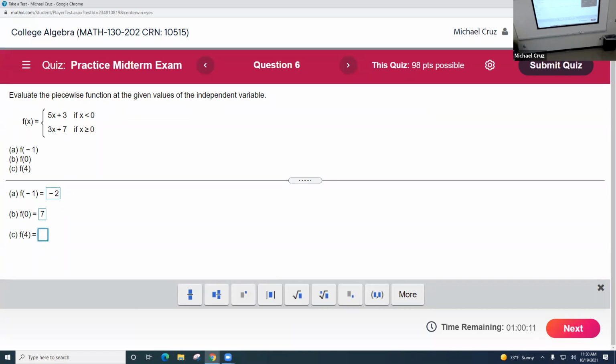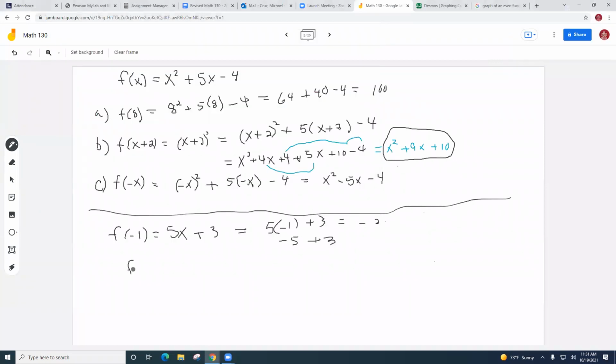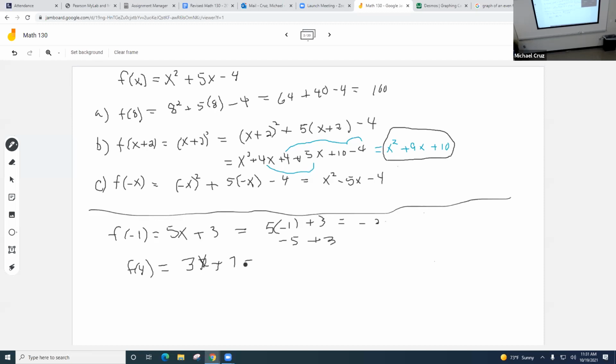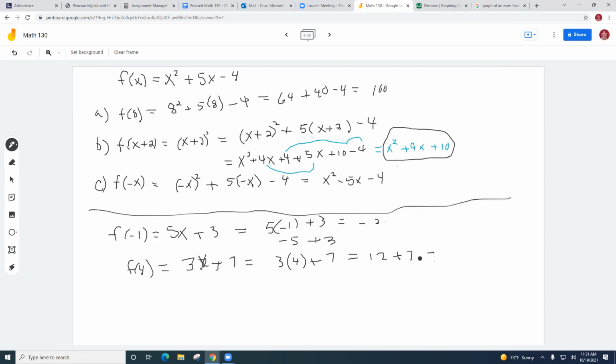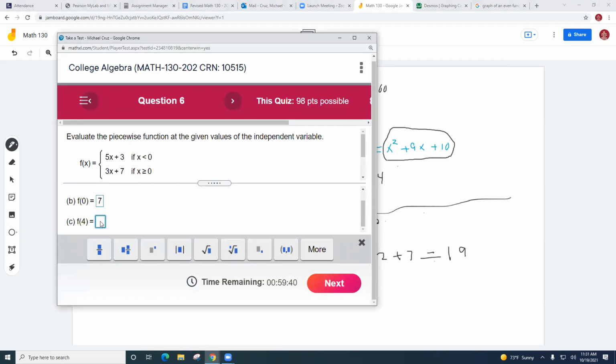So f of 4 is equal to 3x plus 7. Oops, 3x. So yeah, 3 times 4 is 12, plus 7. So 19, right? Yes, assuming that I wrote it down right. Okay.